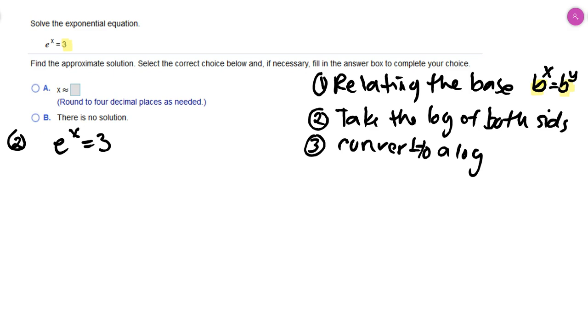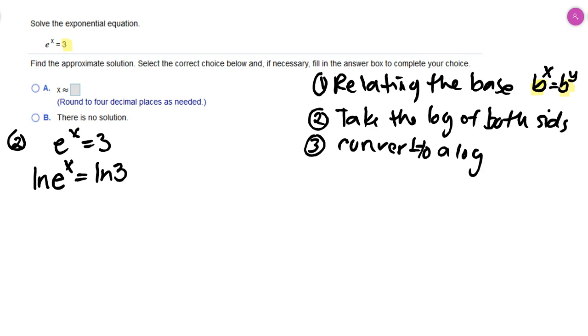And you'll take the log. Now, you can use any log you want, but typically people will use natural log or the common log, which is base 10, because those are easily available on calculators. Other log bases are not as easily available. So I'm going to use natural log on the left and natural log on the right. So you take the log of both sides.